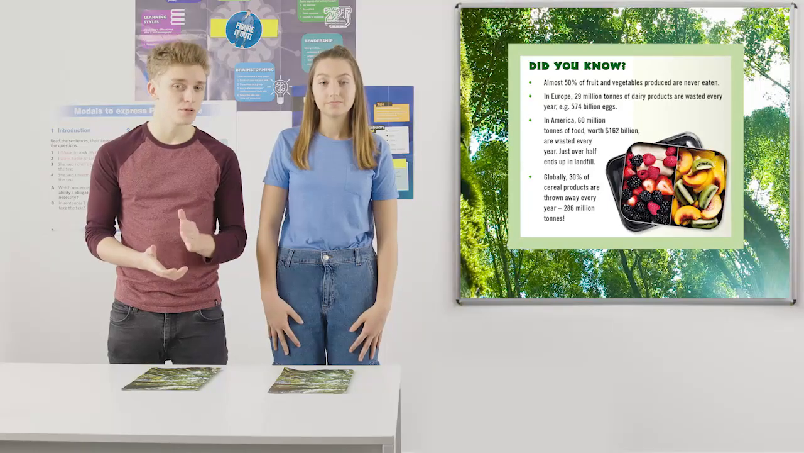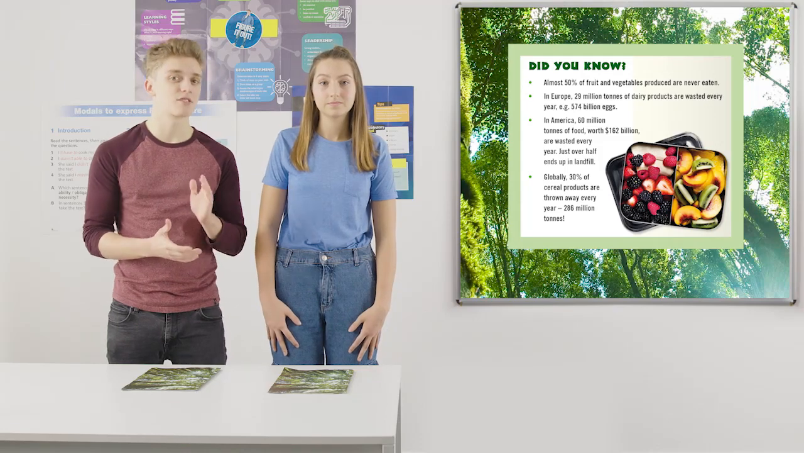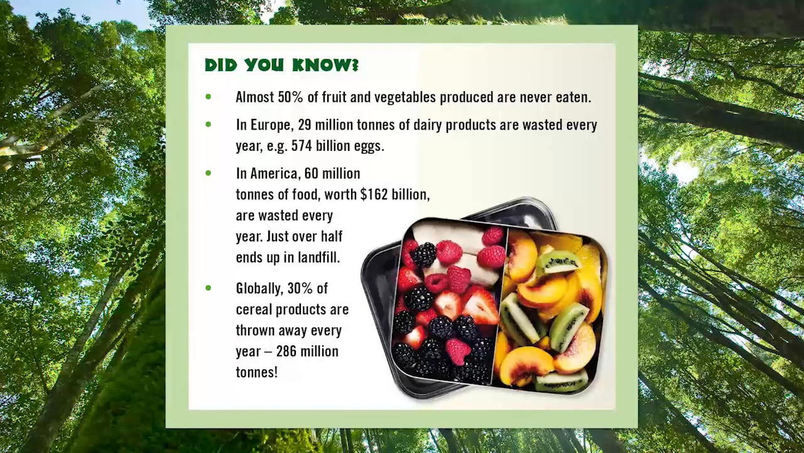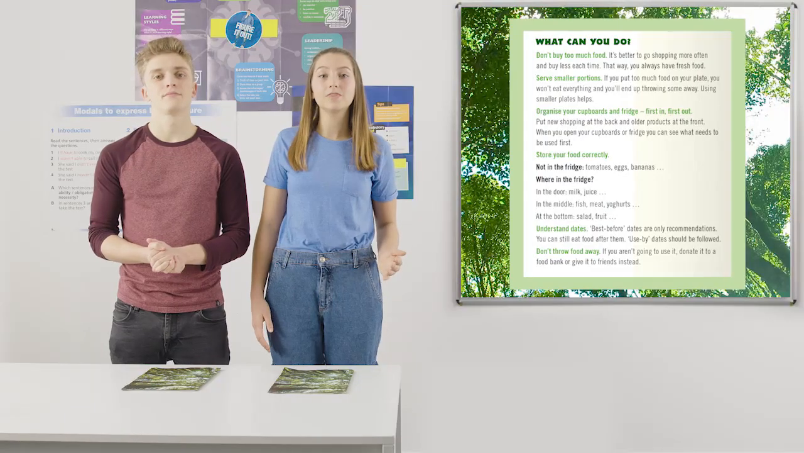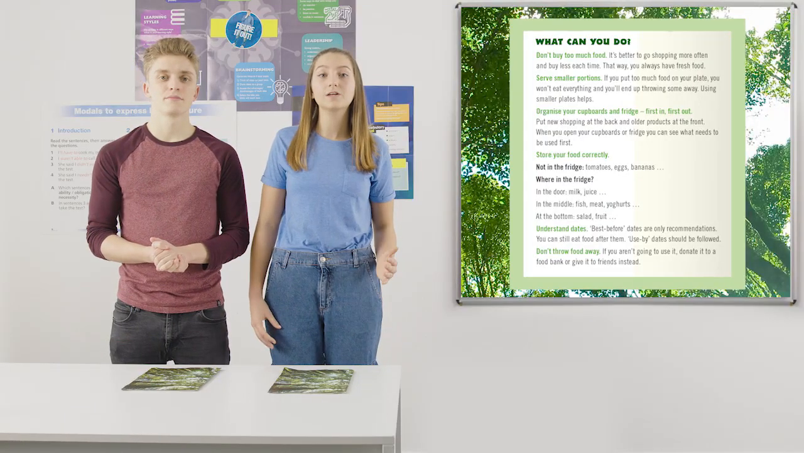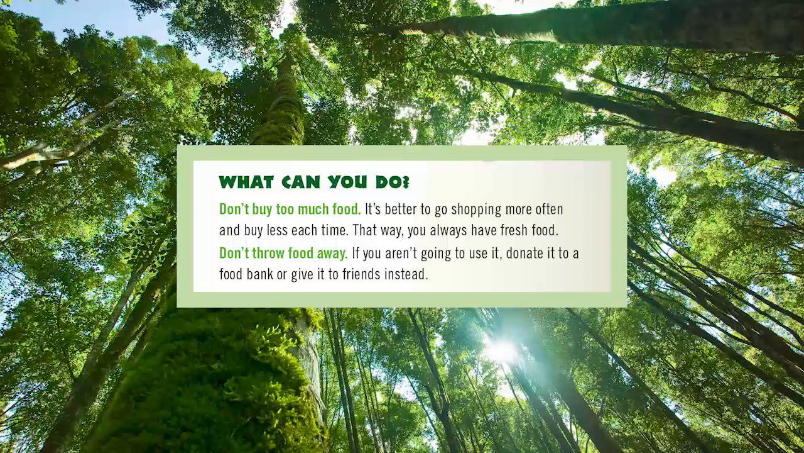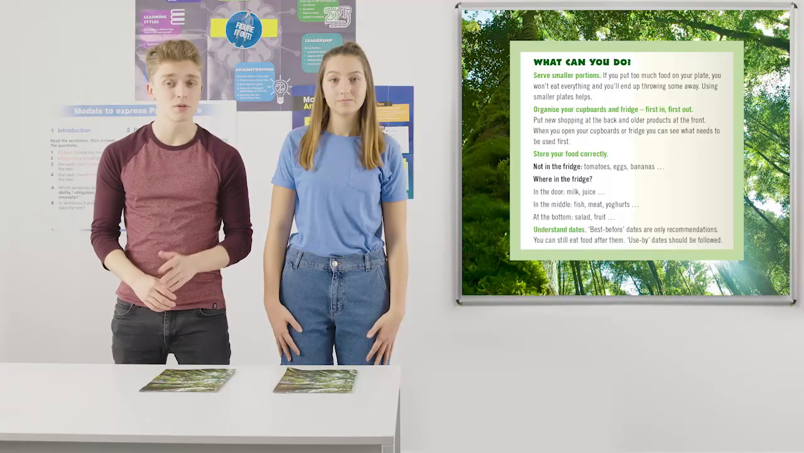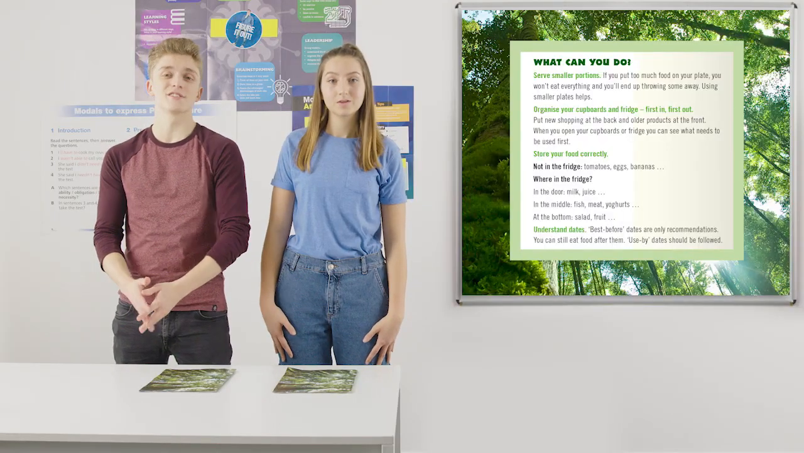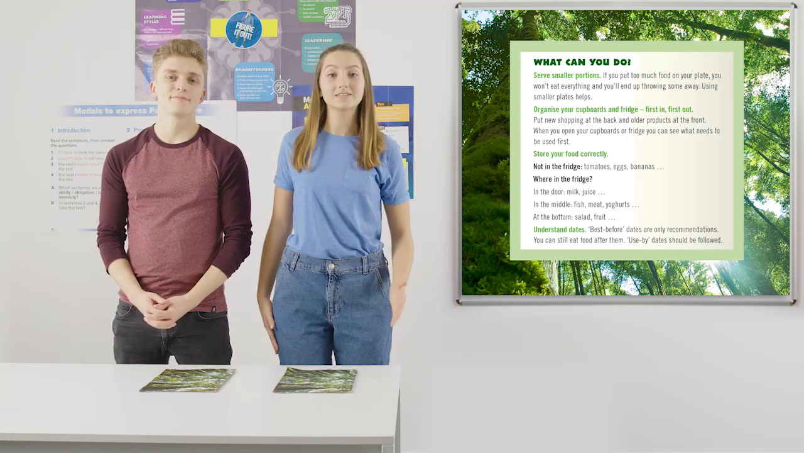In the Did You Know section, a number of facts and figures are given that show how much food is wasted around the world. As you can see, in the What Can You Do part, we've included some easy, practical advice to reduce food waste. For example, we have 2 things you shouldn't do. Don't buy too much food and don't throw food away. And 4 things you should do. Serve smaller portions, organise your cupboards and fridges. Store your food correctly and understand dates.